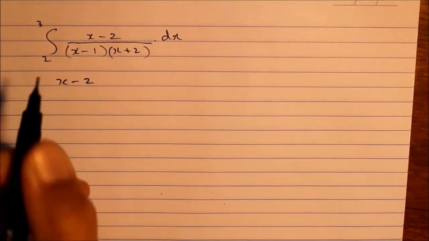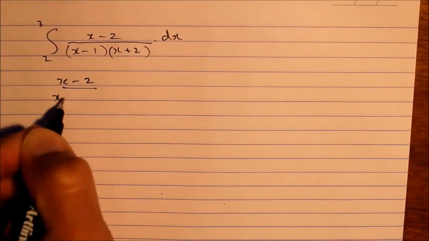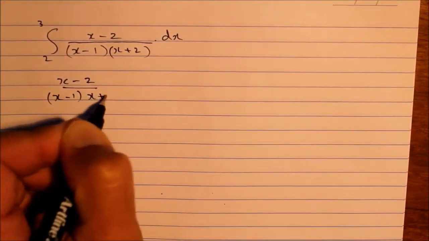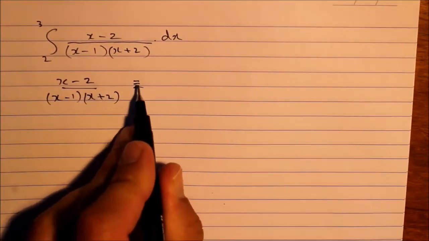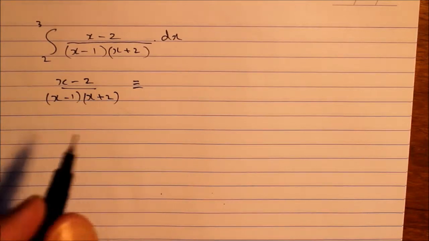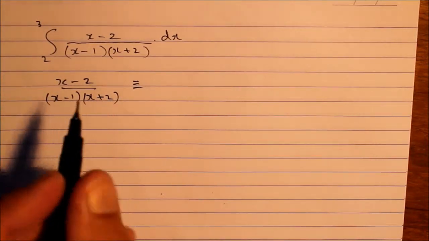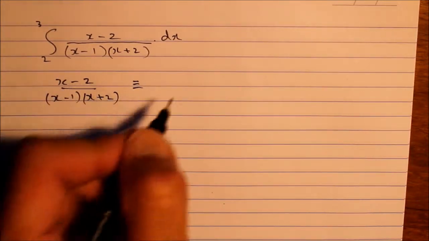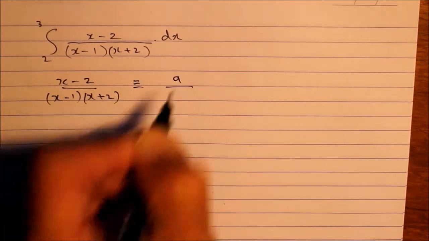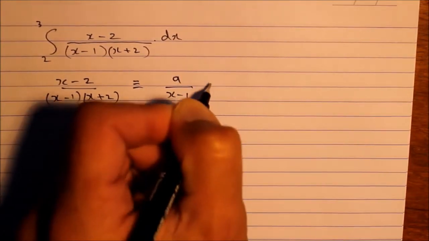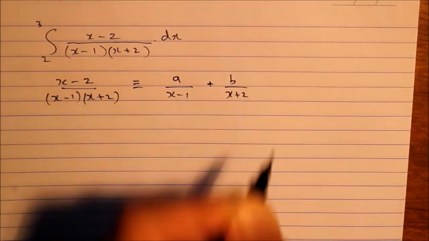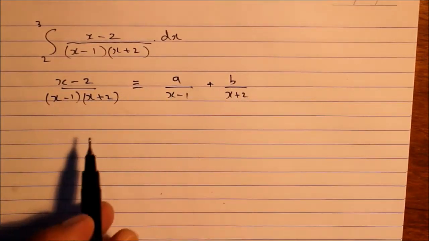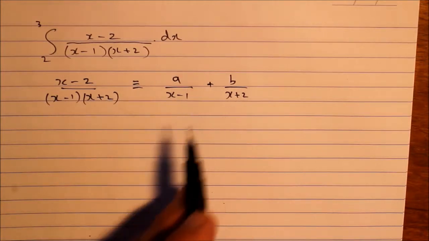So we'll write x minus 2 on x minus 1, x plus 2. Always equal. I'm writing three lines there. This has got to be always equal for all values of x. So I can actually write this, a bit technical, but anyway, we'll break this down into a over x minus 1 plus b over x plus 2. Okay, we've got to solve for a and b. Once we've got that, these are easy to integrate.